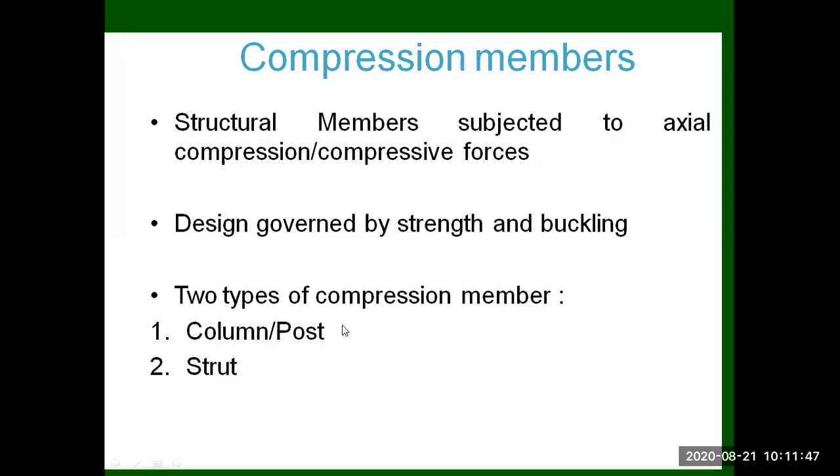So there are two types of compression member. One is the column, or we can call it a post, and the second is the strut. We call the compression member in a truss a strut, and the vertical long-length members are the columns. So these are the two types of compression members, column and strut. We will design these two members in this chapter number 4.